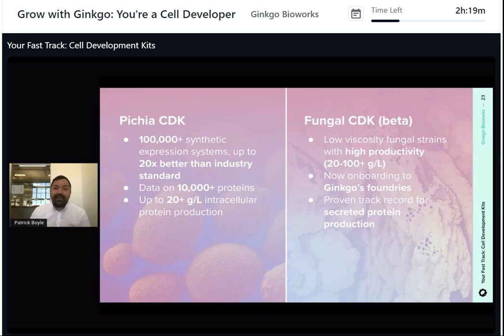The fungal CDK, again, this is beta. We're getting this on the platform over the last few months. But again, what's exciting about this strain is low viscosity phenotype with high productivity, more than 100 grams per liter for certain proteins. We're onboarding this strain into Ginkgo's Foundries today, so enabling a lot more scale than was previously available at Dutch DNA to further advance the strain. And again, this is a strain with a proven track record for secreted protein production.